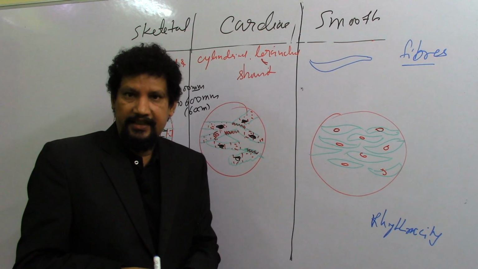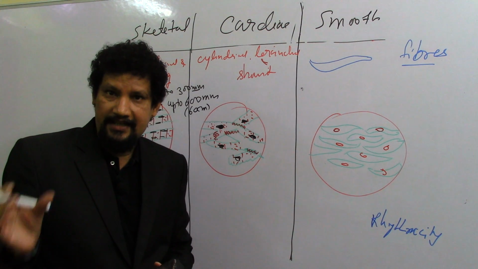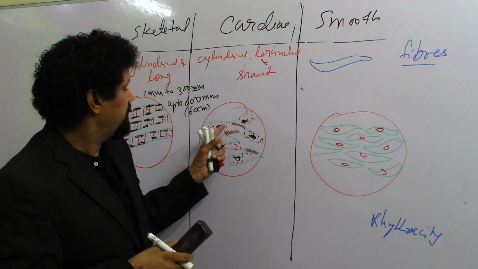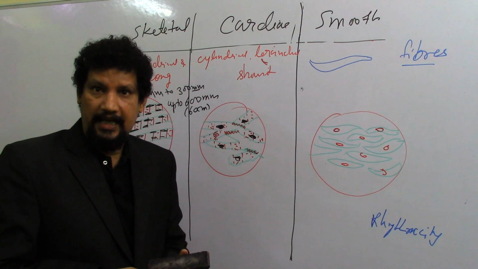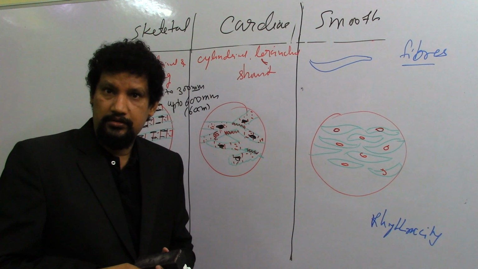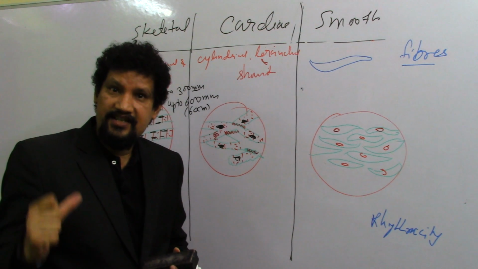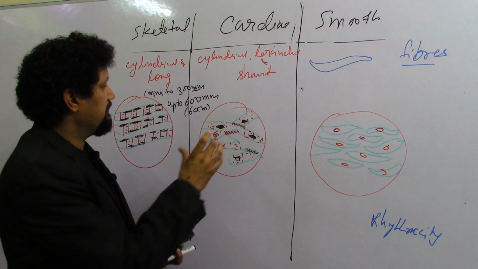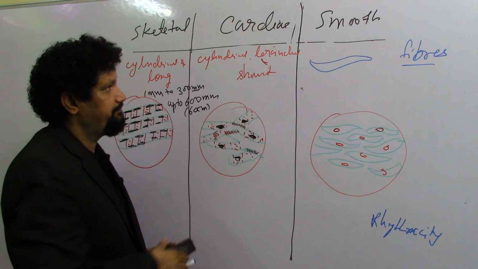So these special and specific areas which can generate spontaneous rhythms are known as the SA node, sinus node, and AV node, atrioventricular node. These specified areas of the heart can generate rhythm spontaneously. So these muscles are having the characteristic feature of autorhythmicity.